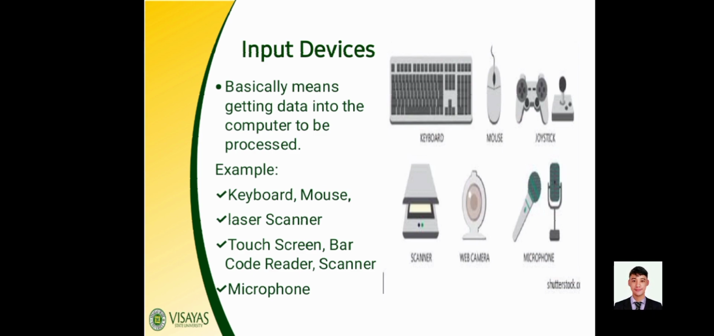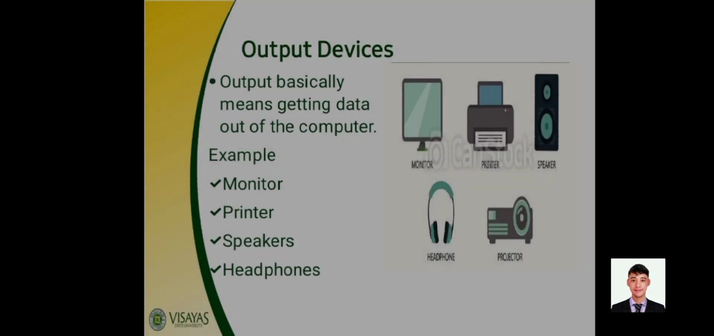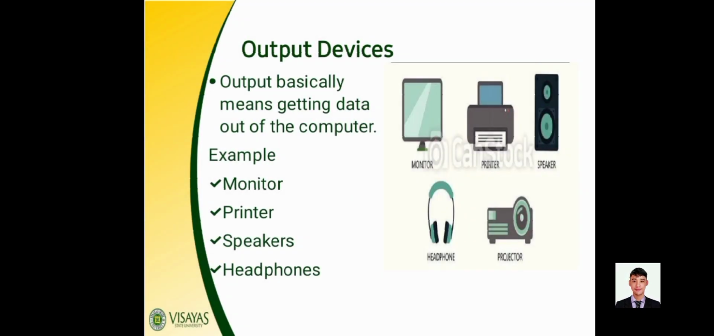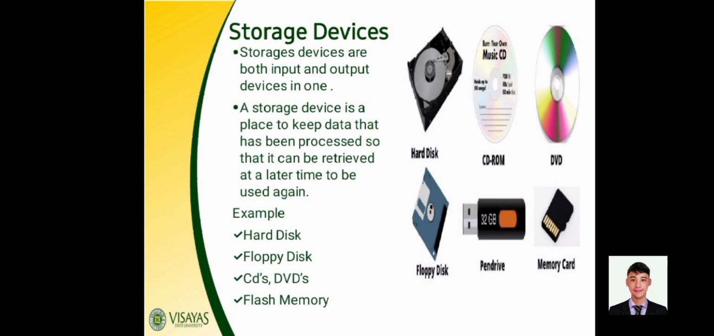Input devices basically means getting data into the computer to be processed. Examples: keyboard, mouse, laser scanner, touchscreen, barcode reader, scanner, and microphones. Output devices. Output basically means getting data out of the computer. Examples: monitor, printers, speakers, headphones.